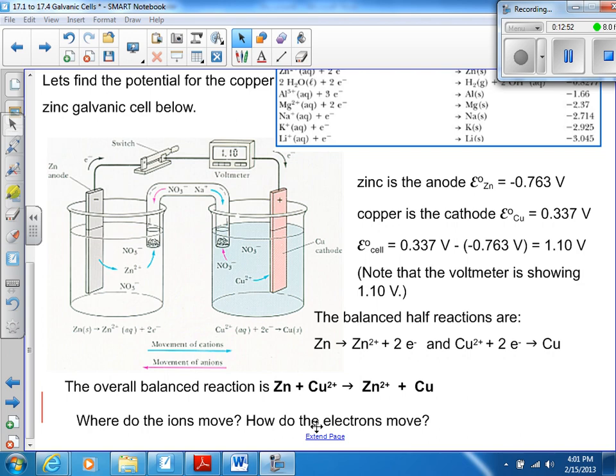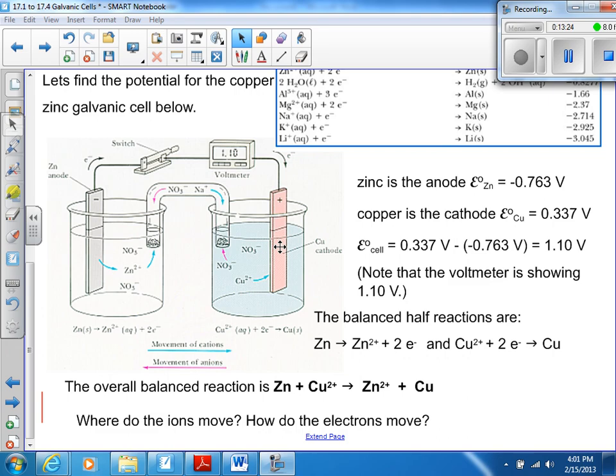Where are the electrons going? Well, notice zinc is making electrons, right? Zinc is going to zinc 2+ and making electrons. The copper is using up those electrons. So the electrons have to move from the zinc over to the copper. They're going from the zinc anode over to the copper cathode, providing those electrons that join with those copper 2+ ions to make copper metal.